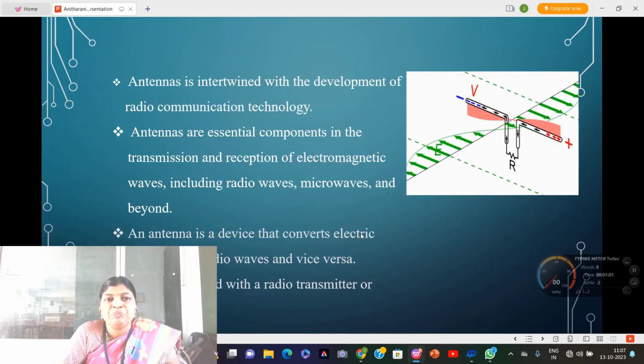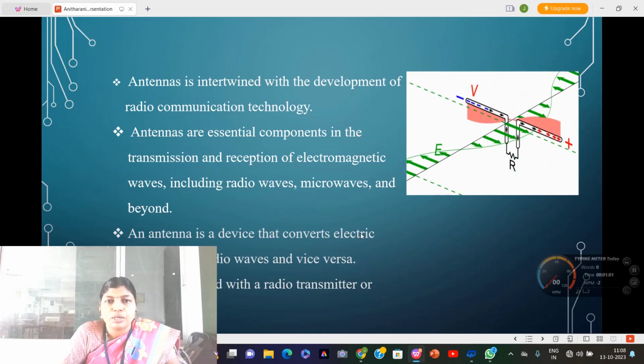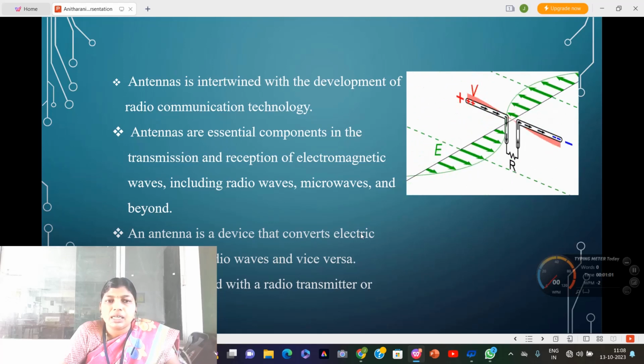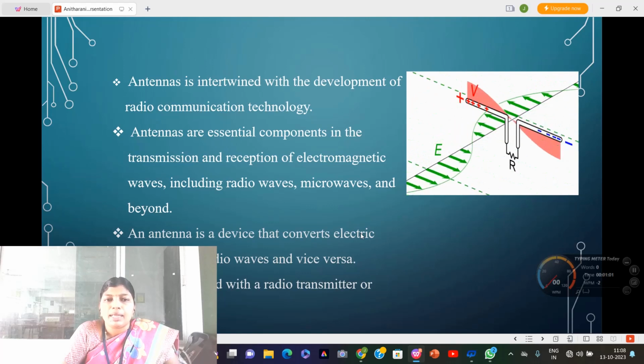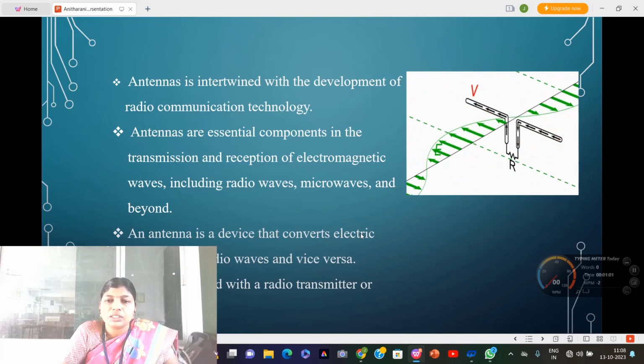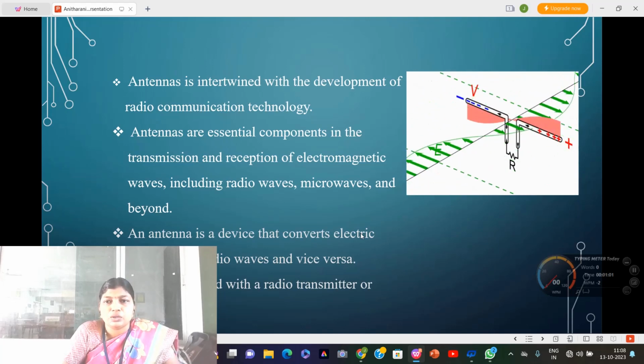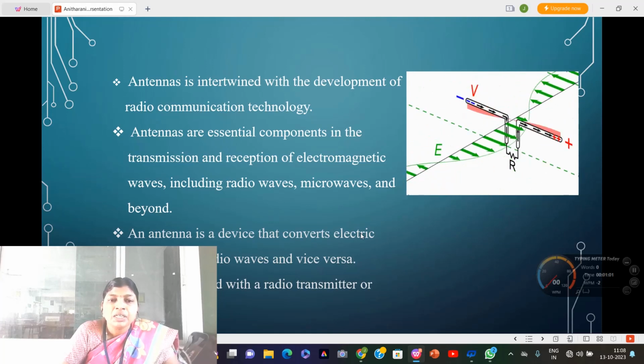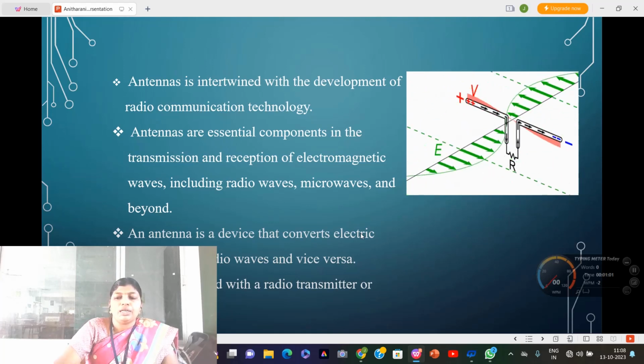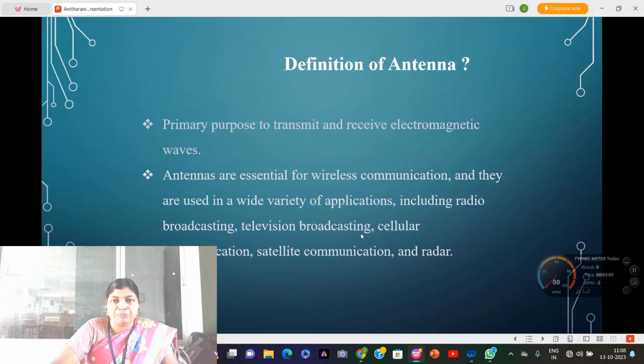Antenna is intertwined with the development of radio communication technologies, and antennas are essential components in the transmission and reception of electromagnetic waves, including radio waves, microwaves, and beyond. An antenna is a device that converts electric currents into radio waves and vice versa. That is the definition of antenna too. It is usually used in a radio transmitter and radio receiver.